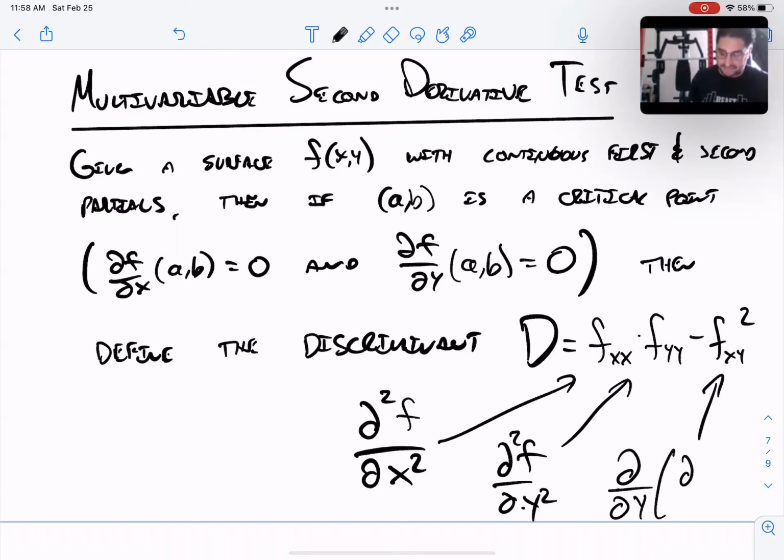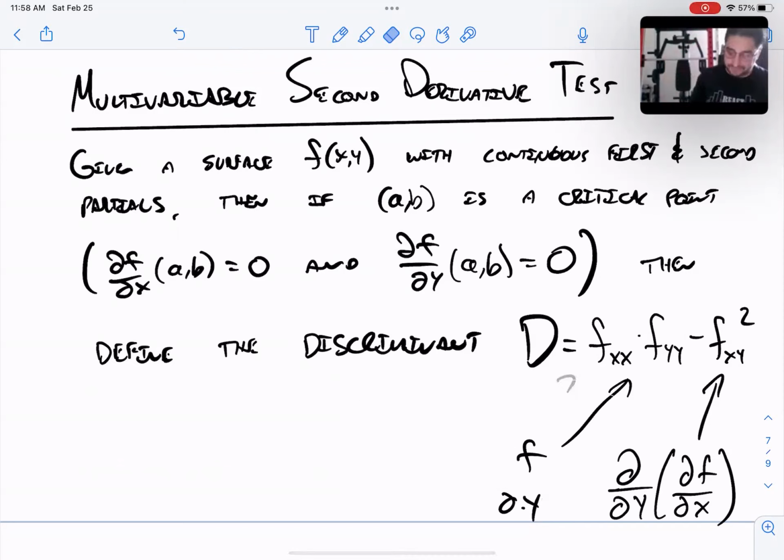d/dy of d/dx of f. You can see why the subscript notation is nice, because it gets cumbersome using the differential notation here. The subscript notation for partials is very common, especially for higher partials, second or third, because it gets annoying to write the other way.